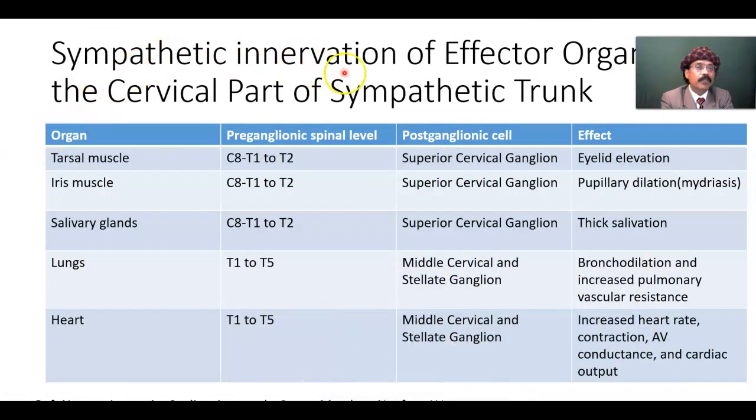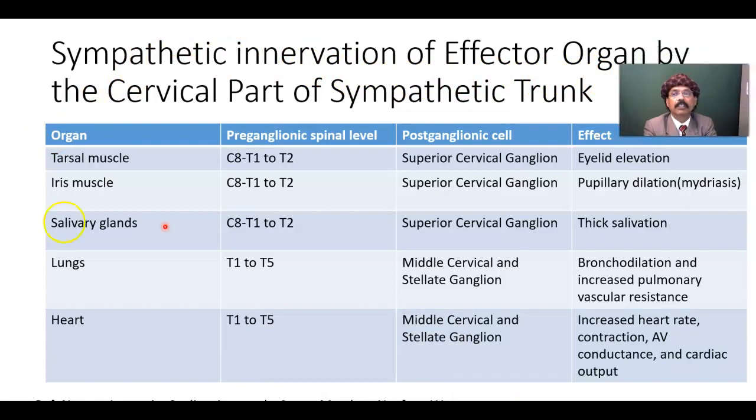Okay, sympathetic innervation of the effector organs by the cervical part of the sympathetic trunk. Tarsal muscle, also called Müller's muscle, in the upper eyelid: preganglionic spinal level C8, T1 to T2, postganglionic cell in the superior cervical sympathetic ganglion, and it causes eyelid elevation. So if this is paralyzed, there will be partial ptosis, drooping of the eyelid partially.